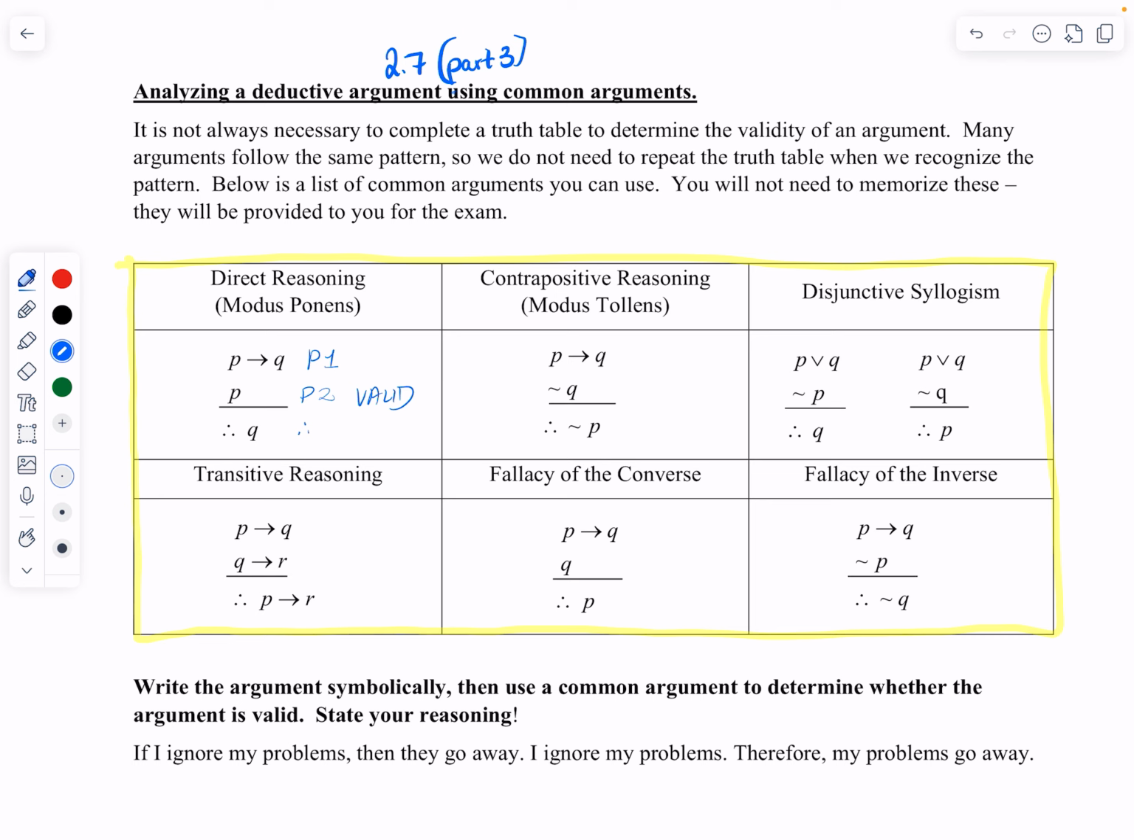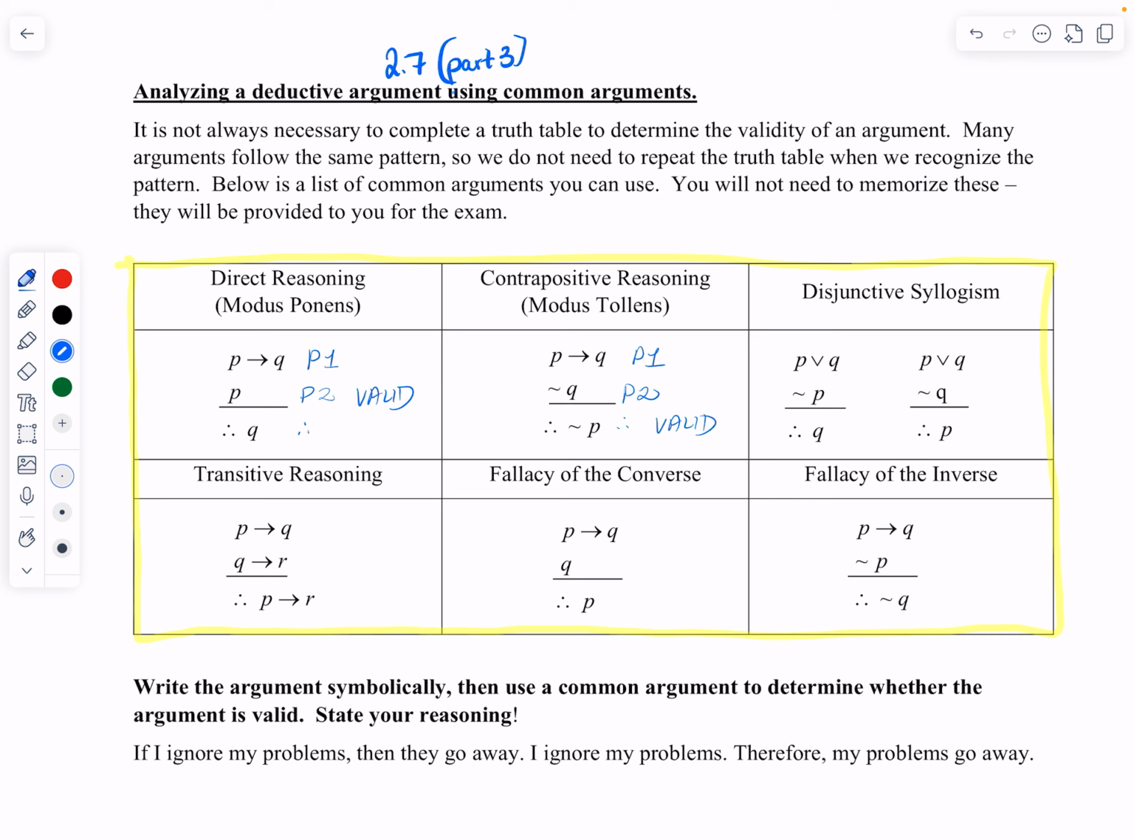Contrapositive reasoning. Premise 1 is if P then Q. Premise 2 is negation Q. And the conclusion is negation P. So this is called contrapositive reasoning, and this is also a valid argument.